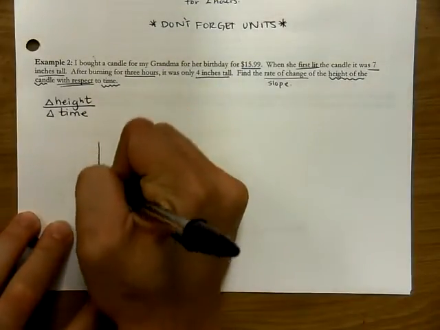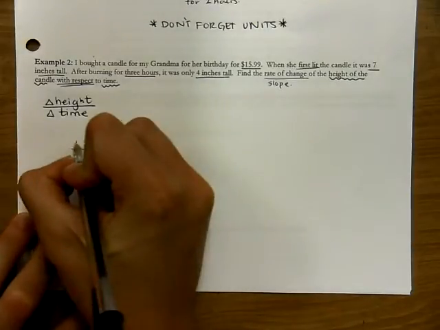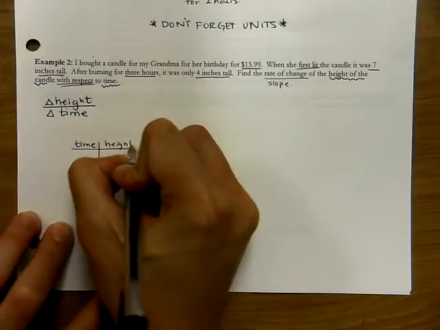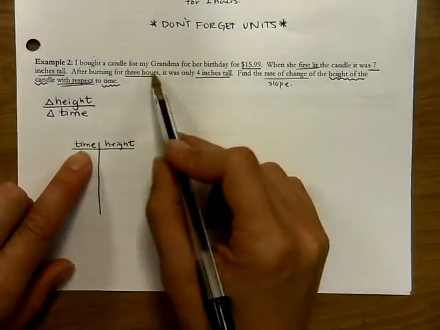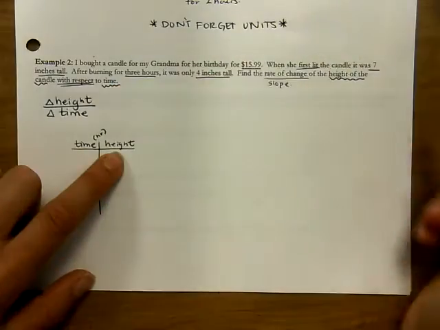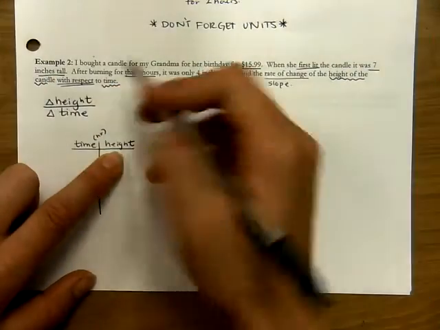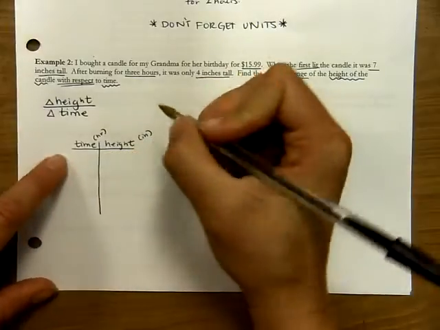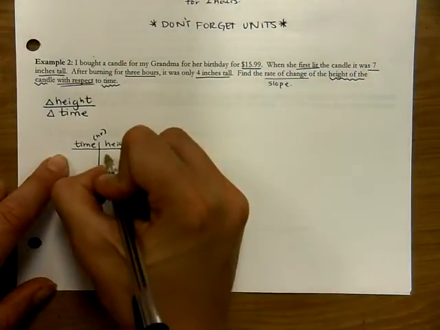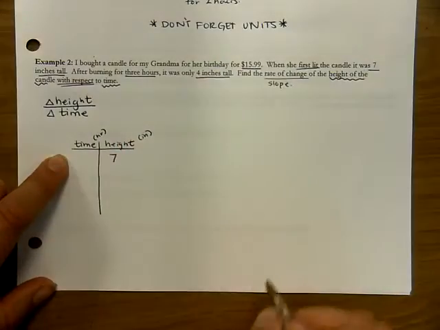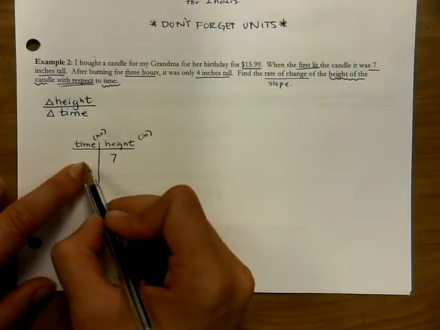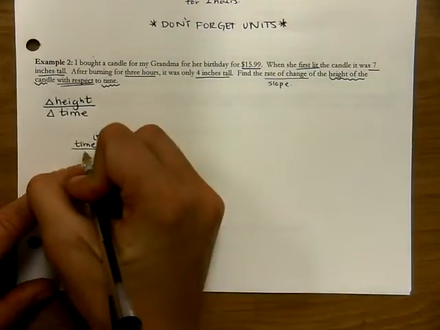A lot of people like tables because it helps to organize. So we have our time and we have our height. Okay, so time, what are we talking about? It looks like we're talking about hours, so I'm going to say time in hours. And the height was originally 7 inches, now 4 inches, so the height's going to be in inches. So at first, it was 7 inches tall. Okay, so the height would be 7. Well, what time do we associate with at the beginning? Well, before any time's passed, we'll say that time is 0.